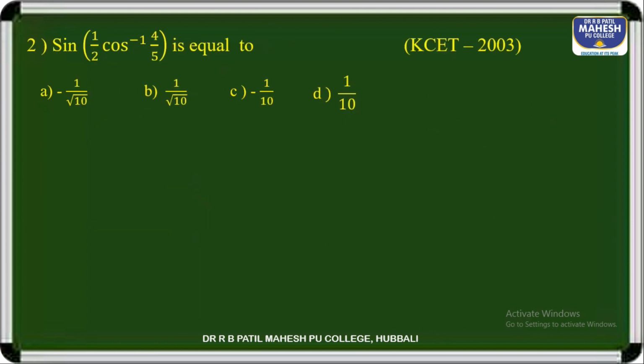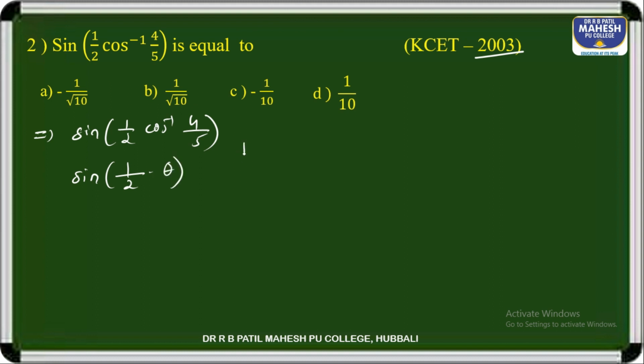Question number 2. The question asked in the year 2003. Sine of 1 by 2 cos inverse 4 by 5, the value of this expression they are asking. Students, here a small modification we can do, that is sine of 1 by 2 cos inverse 4 by 5, I will treat it as theta.